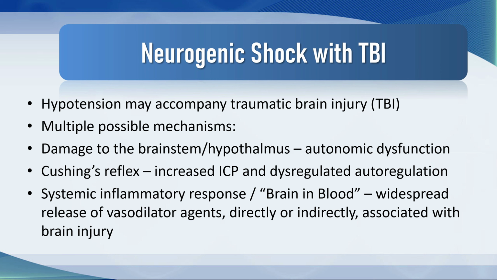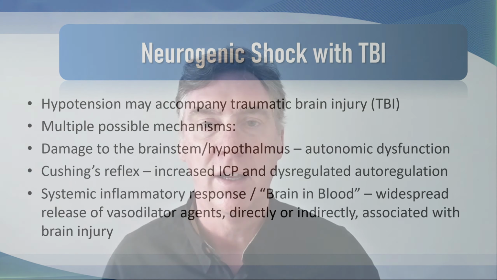Hypotension may also accompany traumatic brain injury, and there are multiple possible mechanisms. For example, damage to the brainstem or hypothalamus causing autonomic dysfunction, Cushing's reflex associated with raised intracranial pressure and dysregulated autoregulation, or a large systemic inflammatory response. We used to call this brain in blood syndrome, where there is widespread release of vasodilator agents directly or indirectly associated with brain injury. The treatment is the same, norepinephrine.